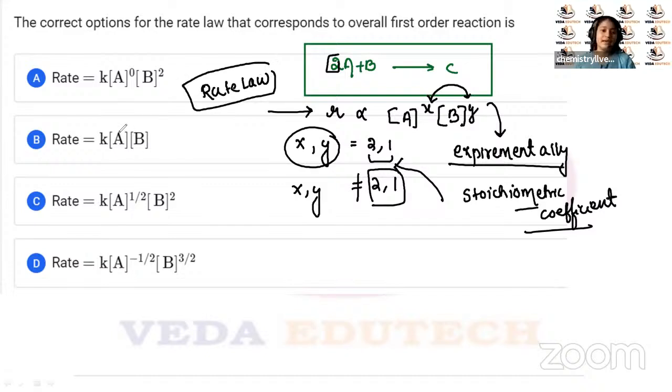Now from here, one more thing we can deduce is that x and y are the powers. The sum of powers is going to give you the order of reaction.